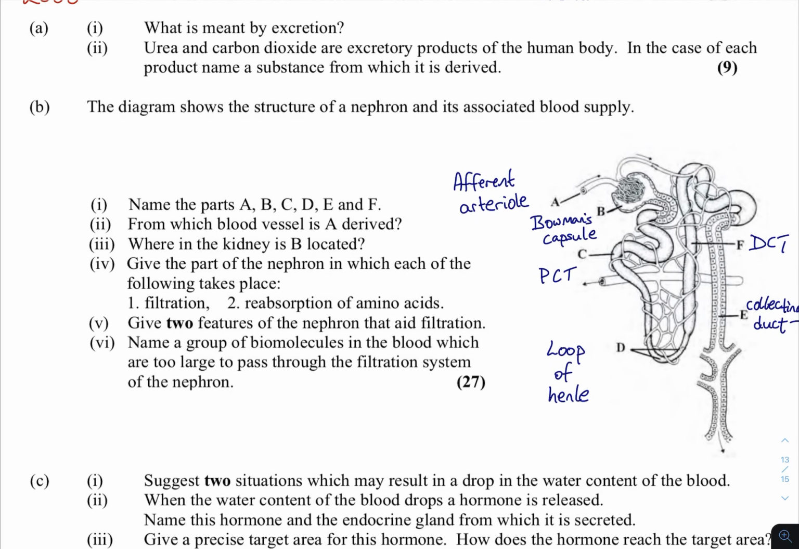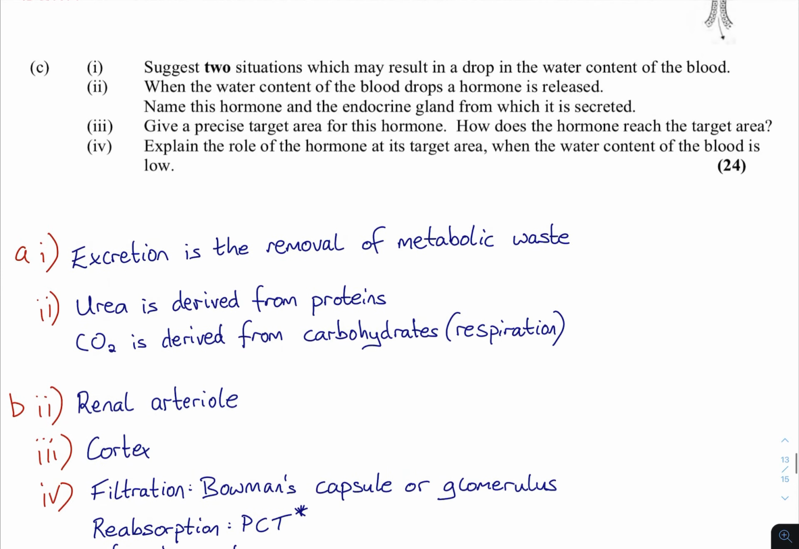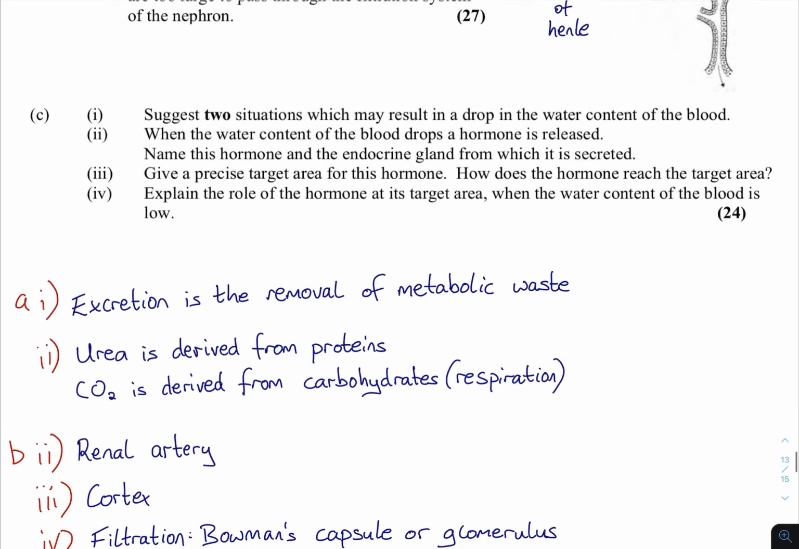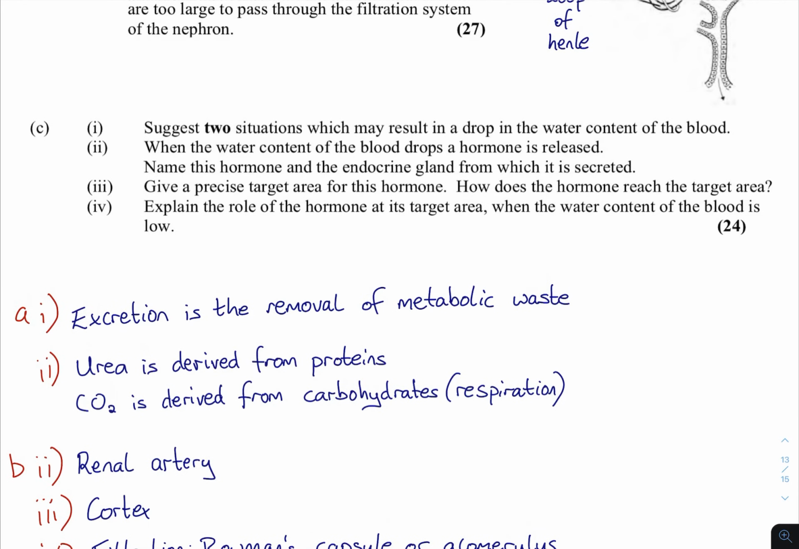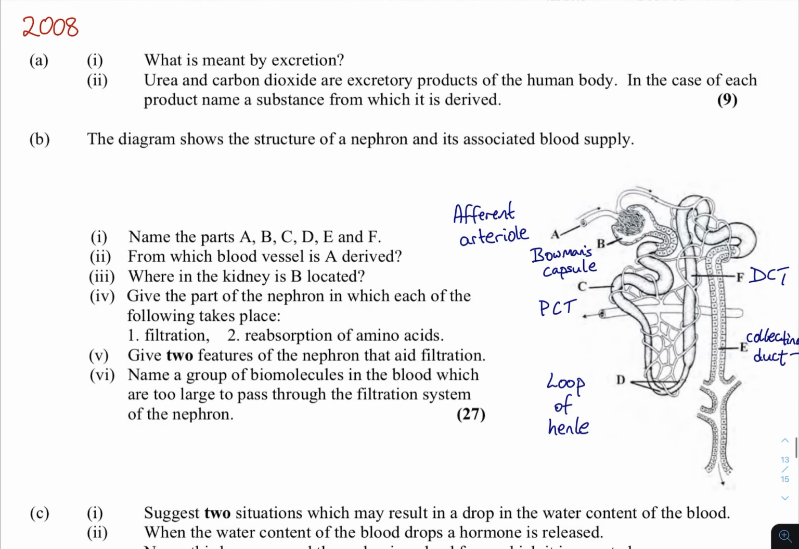You're asked to label A to F there, guys, same as normal. From which blood vessel is A derived? So A is the afferent arteriole, the renal artery, and it comes from the, or that should be the renal artery there, guys. Not arteriole, A-R-T-E-R-Y. Okay. I get somebody to rewrite all of these, and sometimes they don't write it in correctly because my writing is too untidy.